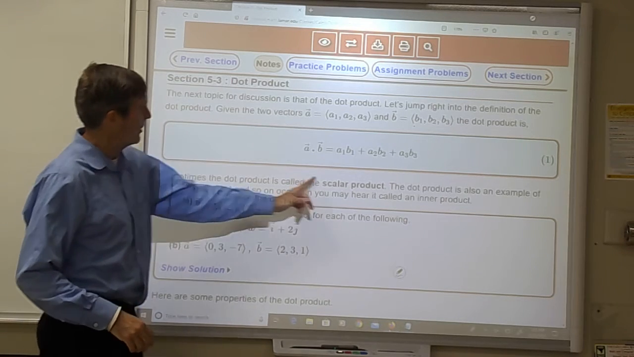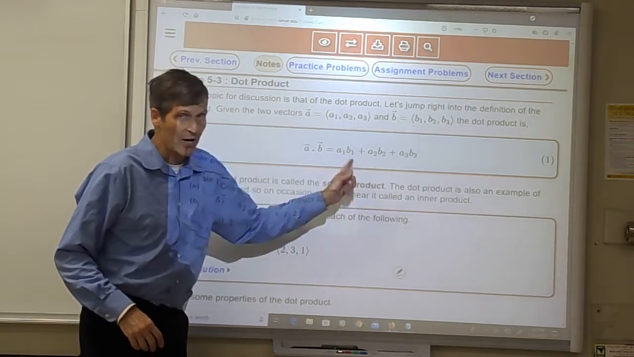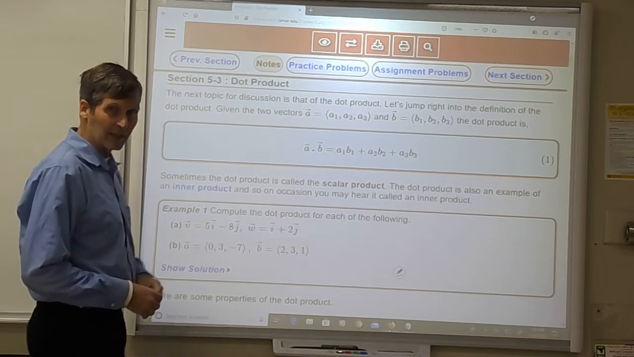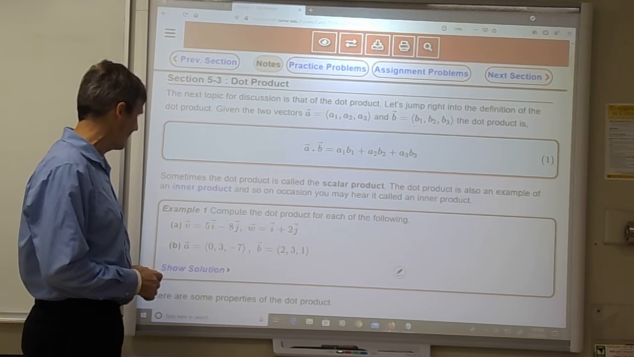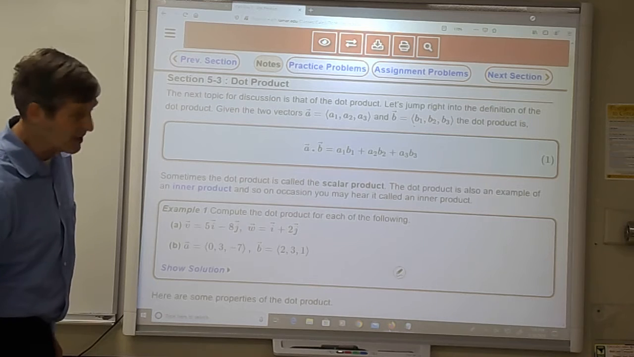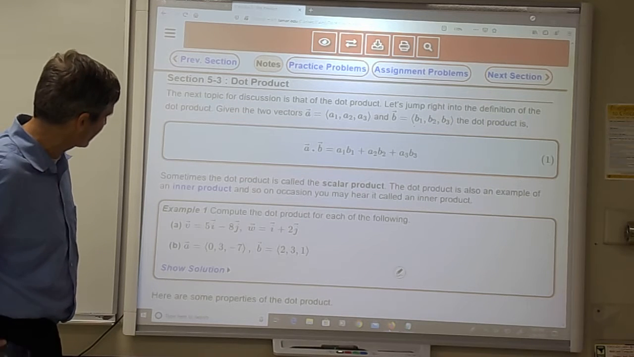Sometimes the dot product is called the scalar product because the output is a number, a scalar. It's also an example of what's called an inner product in higher mathematics if you study that. So here's the simplest thing you can look at. What's nice about these notes is you can click on and see the solution on a lot of these.